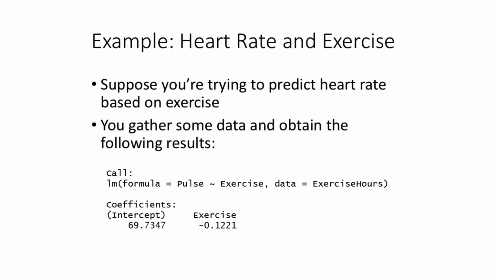So in exercise, when that variable is 0, we get an expected mean of 69.7 beats per minute. The slope tells us for every 1 unit increase in our x variable, we'd expect the value of our outcome to decrease by 0.12. That tells us that there's probably a negative linear relationship, which makes sense. The more you exercise, the lower your heart rate per minute.